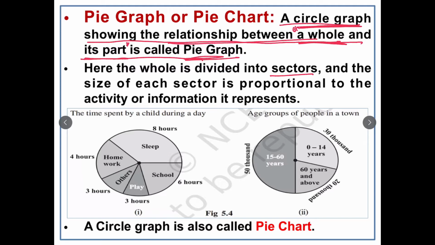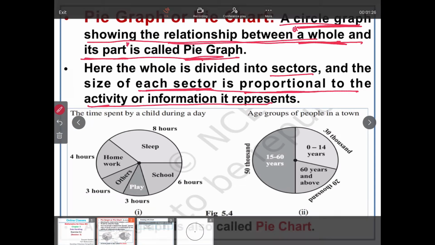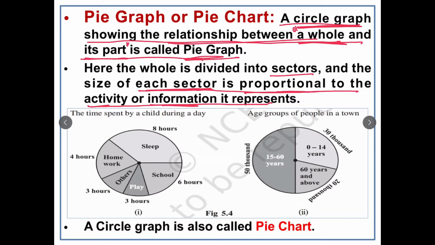The size of each sector is proportional to the activity or the information it represents. That means the size of that sector will be proportional to the information represented by that particular sector. For example, I have two pie charts here.